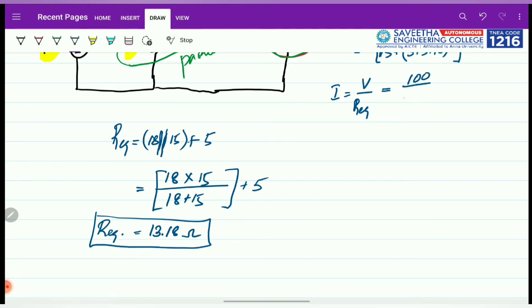So this is the equivalent resistance, through which we are now able to find the value: 100 divided by 13.18 ohm, which is 7.58 amperes. Sorry, this is not IL again, it is just I. So the main current is found as 7.58.